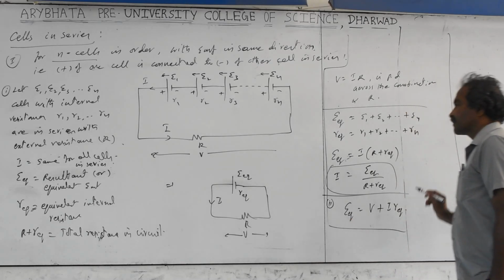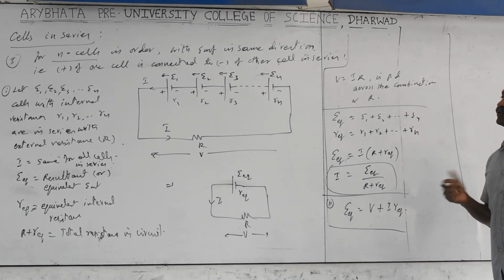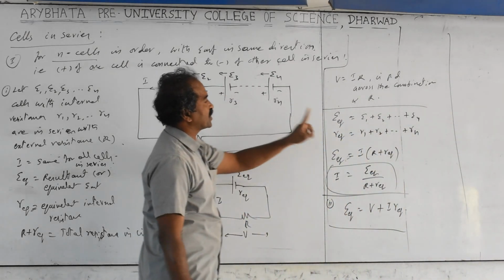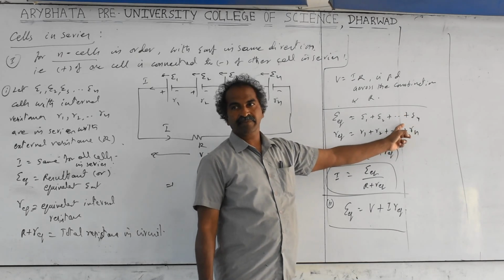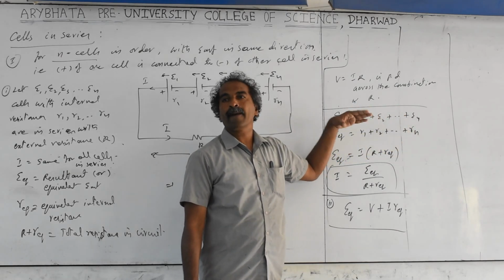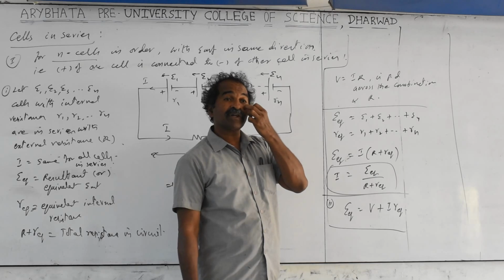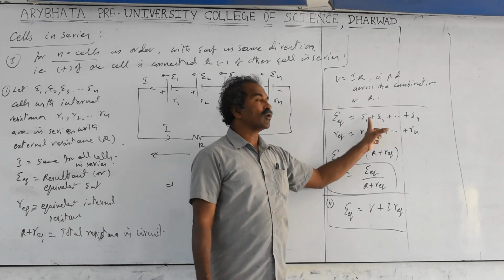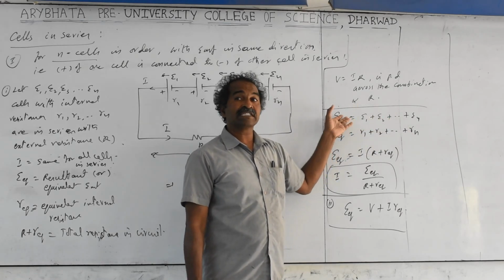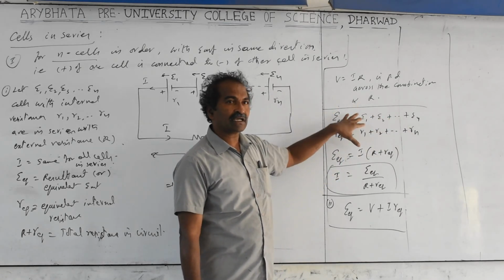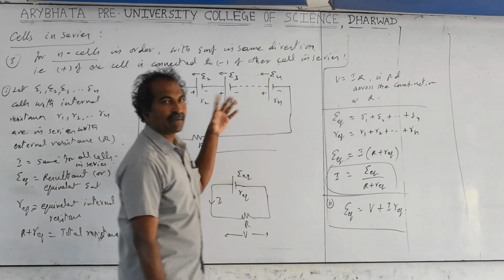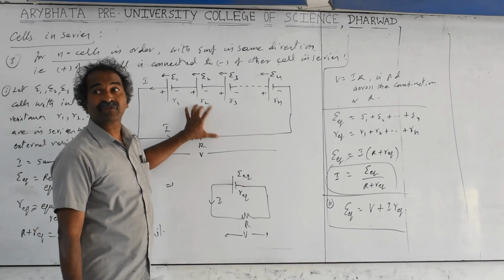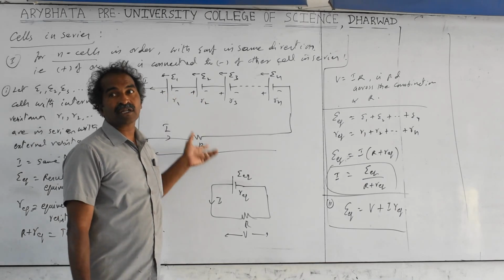But if any cell is reversed, for example E3, then in the expression take E3 as minus. Any reversed cell's EMF is taken as minus compared to the others. If many cells are reversed, the resultant EMF is the total of the EMFs, like adding 2 volts to 4 volts. If the resultant comes positive, it is in the same direction as in the diagram. If minus, the current will be in the opposite direction. Always the larger EMF dominates the direction of the current.